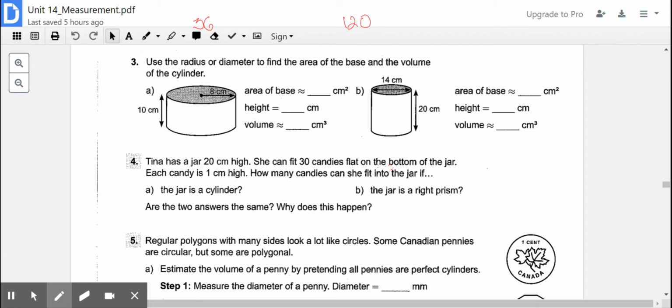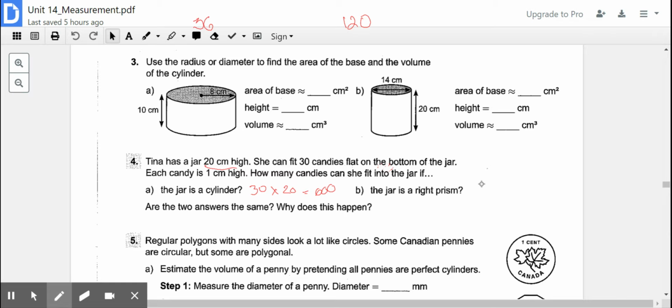Number 4 says, Tina has a jar 20 centimeters high. So right there, we know it's 20 centimeters high. She can fit 30 candies flat on the bottom of the jar. Each candy is 1 centimeter high. How many candies can she fit in the jar if the jar is a cylinder? If she can fit 30 candies flat, then it's going to be the area of the base, which is 30, times the height. So it's going to be 30 candies times 20 layers. 30 times 20 is 600 candies.